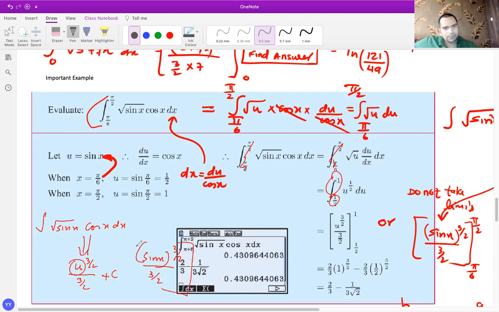And now you put the limits. The integration of this function is this. So now I can substitute the limits pi by 6 and pi by 2. And since you're putting the original limits and the expression is also in terms of x, you really don't need to worry. So that's the only part that you need to be aware of when you're doing the definite integral.